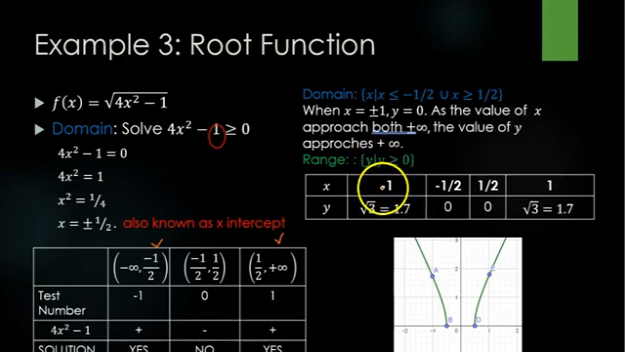Okay, so you're going to assign values. What I did here is I assigned values. This is for less than or equal to negative 1/2, and these are for greater than or equal to 1/2. So you can add points if you think that these are not enough. Okay, so here are the points, and this will be half of a hyperbola. And you can see from the range, it will start at 0 and go to positive infinity.